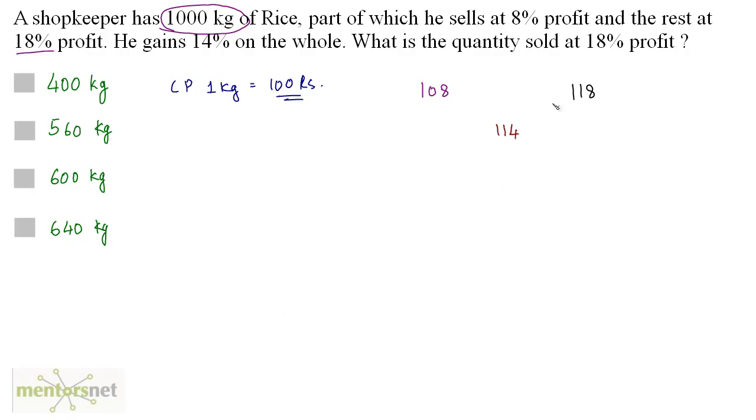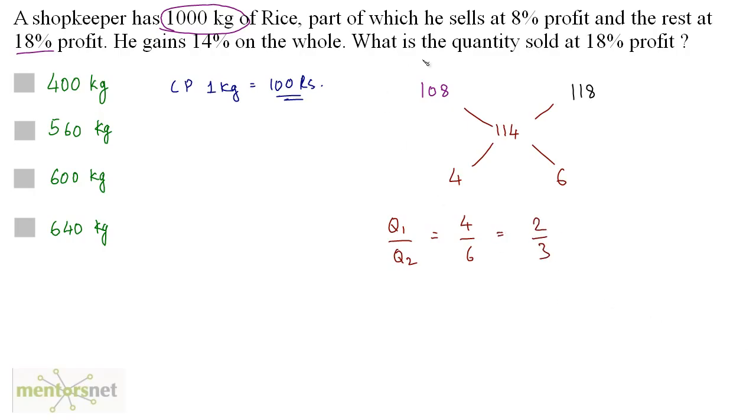Now apply the alligation rule to get the ratio of the quantities. So 114 minus 108 is 6 and 118 minus 114 is 4. So the ratio of the quantities is basically 4 by 6, and that's 2 by 3.